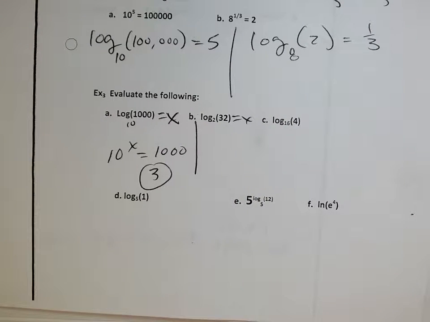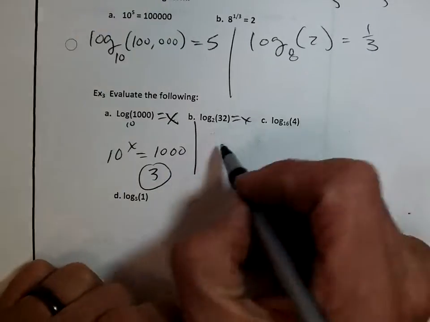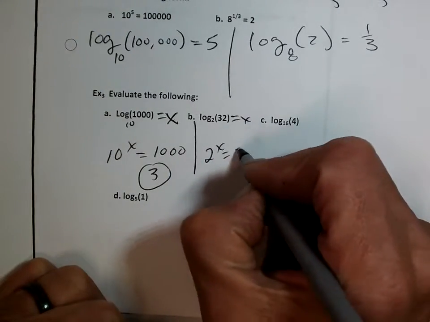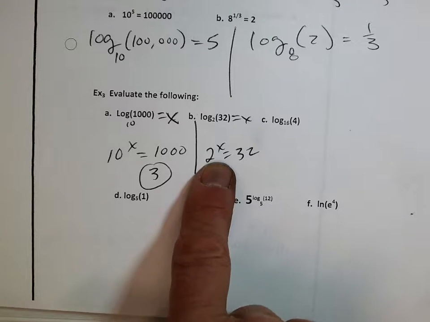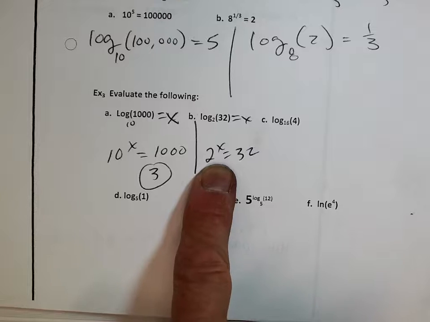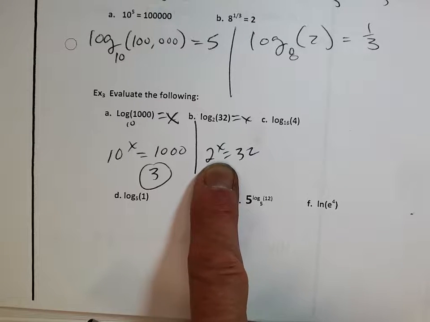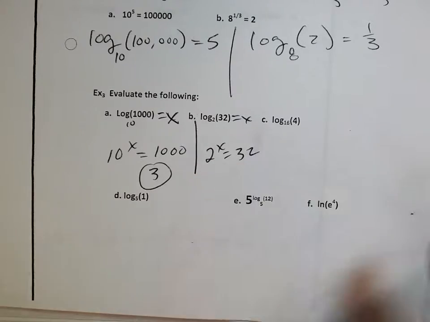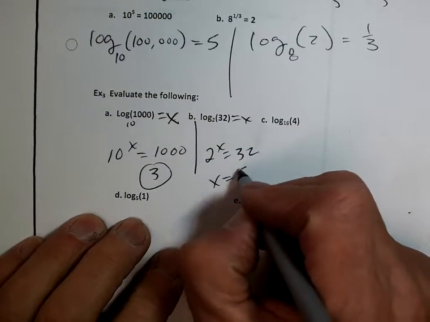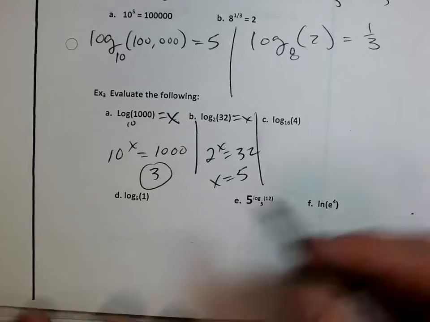So let's transpose it into exponential form. How am I going to rewrite this? 2 to the x equals 32. So you ready? 2 to what power equals 32? 5. 2 times 2 is 4 times 2 is 8 times 2 is 16 times 2 is 32. So x is 5.